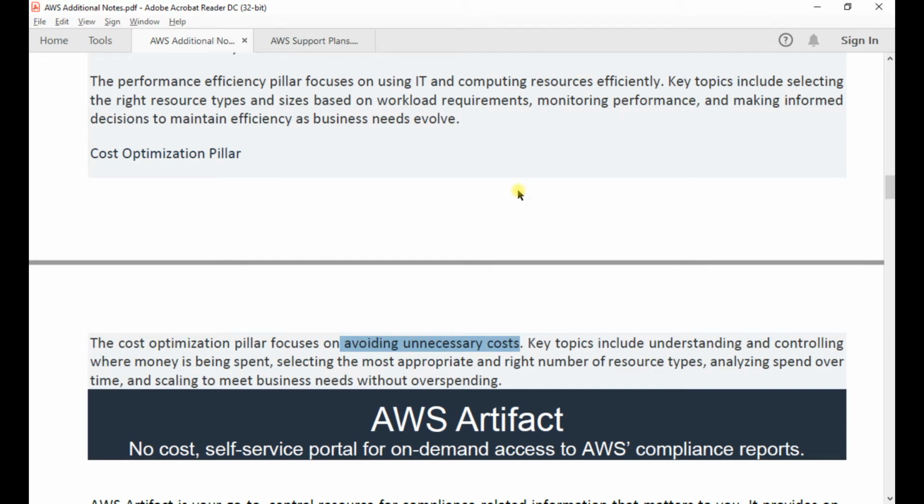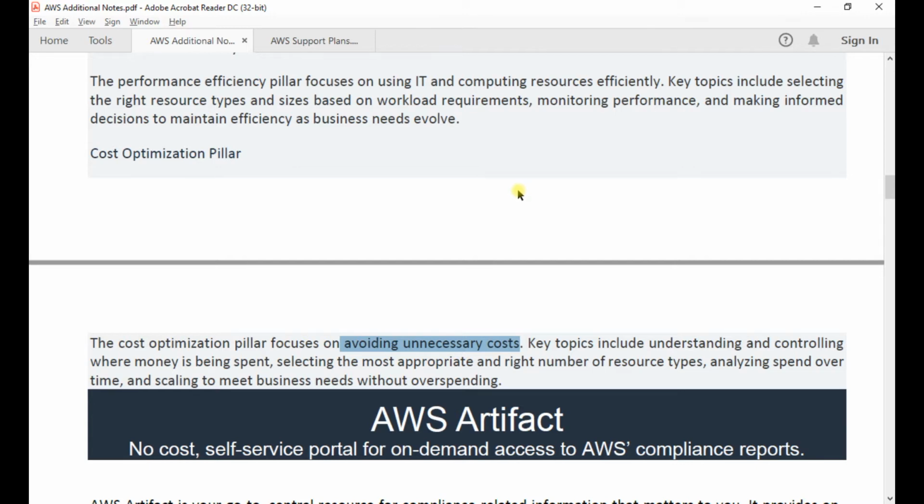Key topics include controlling where money is being spent, and selecting the most appropriate and right number of resource types. Please remember, the right number of resource types is very important. Say he has a budget of about 10 lakhs, so we have given a beautiful server, but the usage is not even 5% or 10% or 20%. Then it needs to be optimized. It needs to be alerted to the top management, and they will take action accordingly.